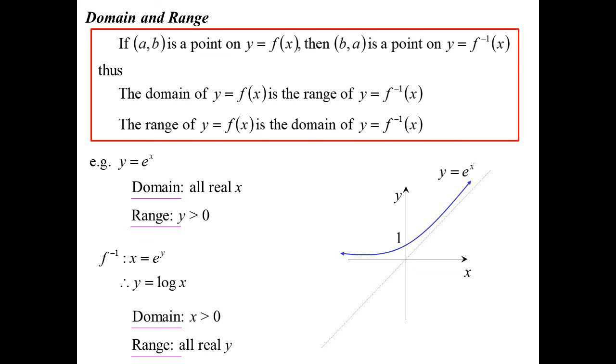And if we were to draw it, there it is, a reflection in the line y equals x. Again, what we were expecting, because that's what we said inverses do. But I guess more importantly for our purposes here, notice how the domain and the range have swapped between the function and its inverse.